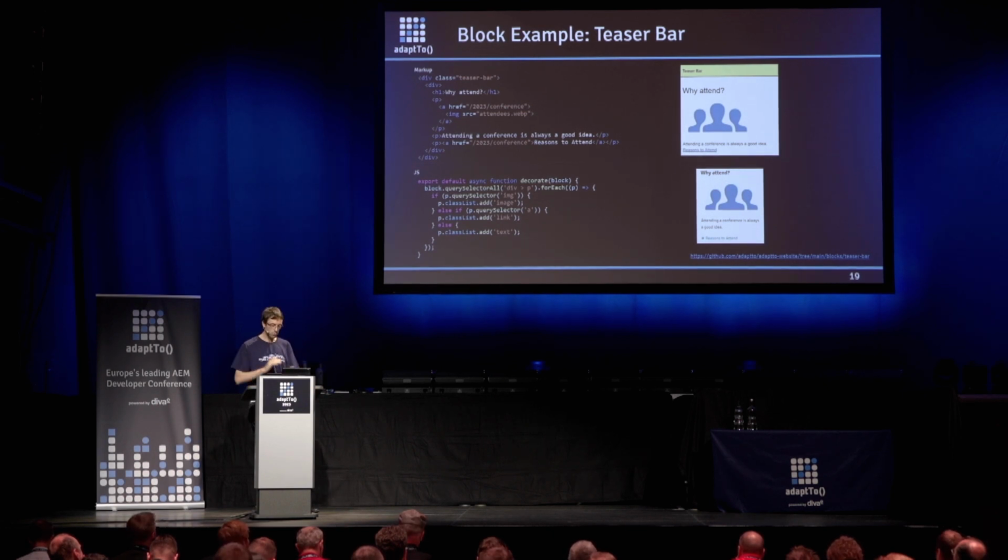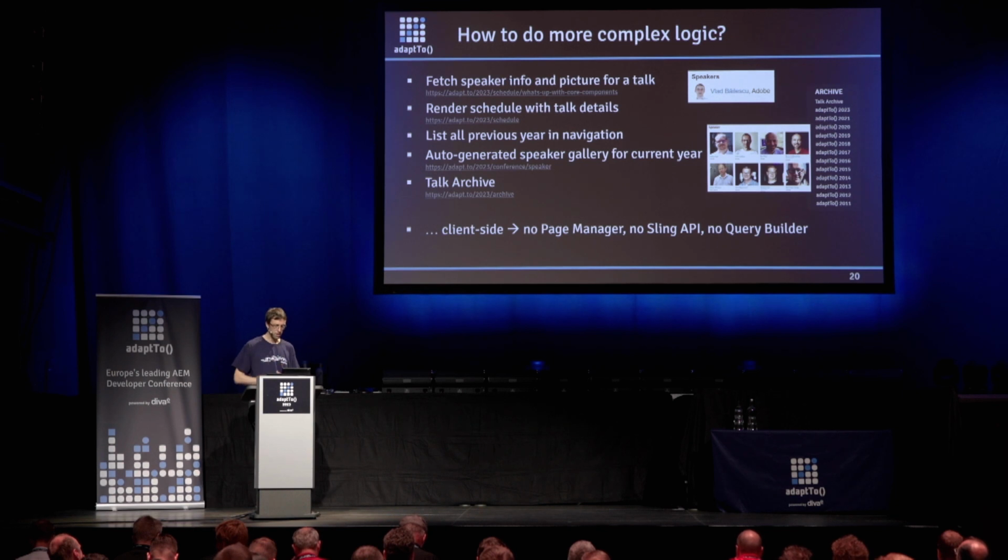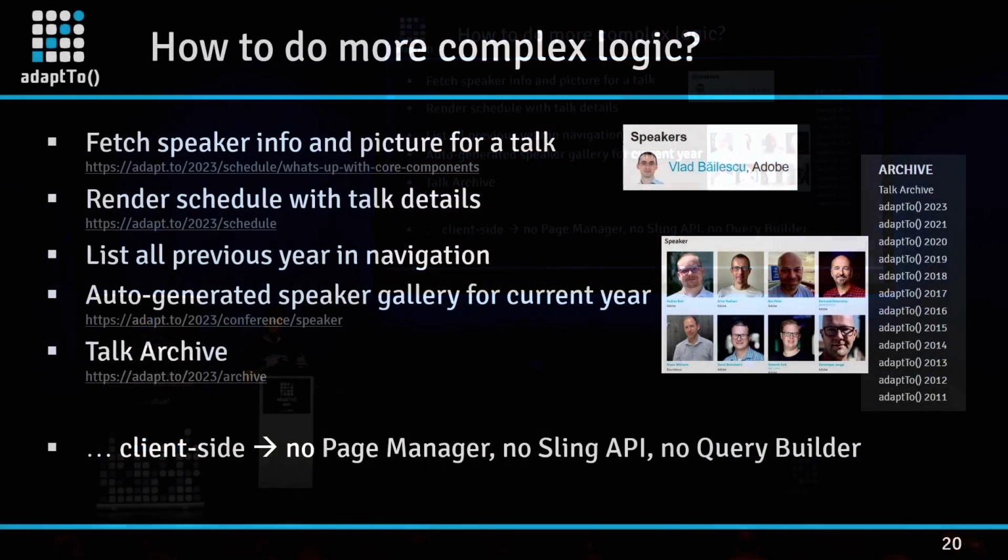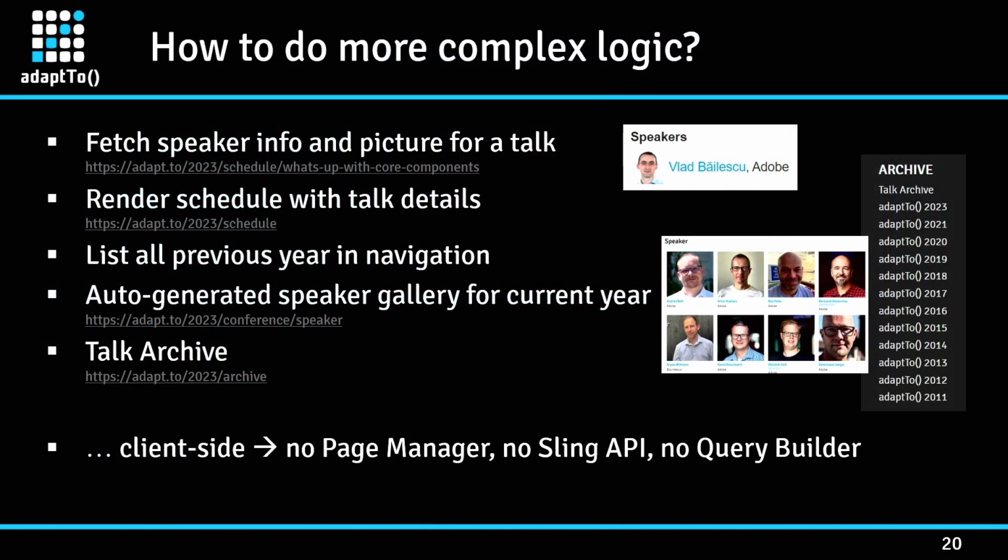Okay, looks simple. You can do a lot of stuff with this, like normal content. But yeah, how to do more complex use cases? For example, if you have a talk page rendered, how to fetch the speaker info with a picture of the speaker and name and company and so on. This information is not contained in the talk document. It only contains the reference to the speaker, the name of the speaker. Or how to render a schedule with all the talk details, which are partially in the talk document.